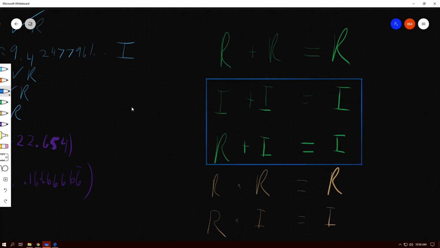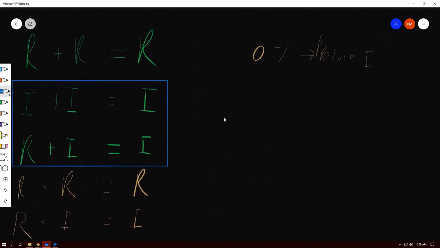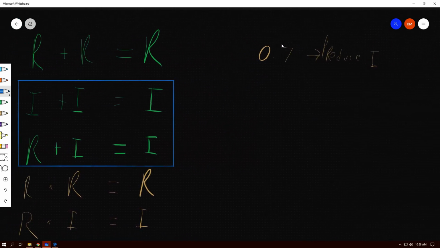So going back to our little list over here, is 0.7 an integer? No, it is not. Is it a fraction? No, it is not. Is it a terminating decimal? 0.7 is a terminating decimal. So we know that 0.7 is a rational number.